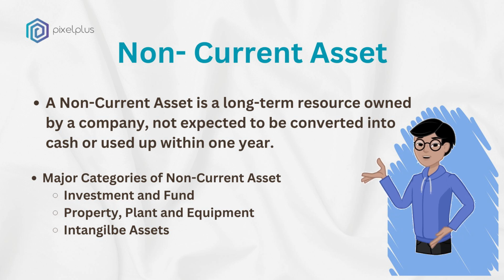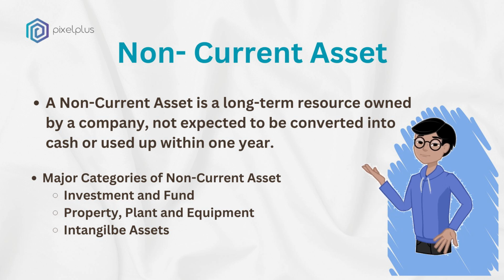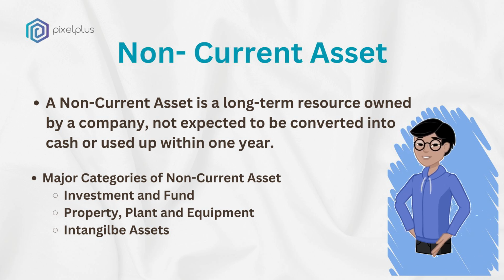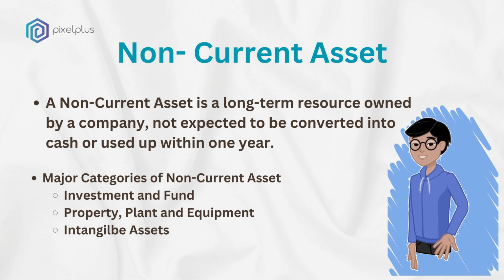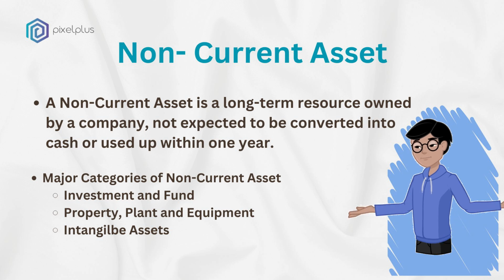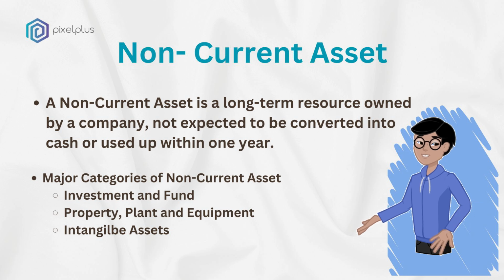For example, if you have purchased a building for your company, for the offices, you will not expect to sell this building in 1 year. You will try to use this building for 3 years or 5 years or maybe 10 years. So you will use it for more than 1 year. These kinds of assets are considered long-term assets, because they will be used for a long time.